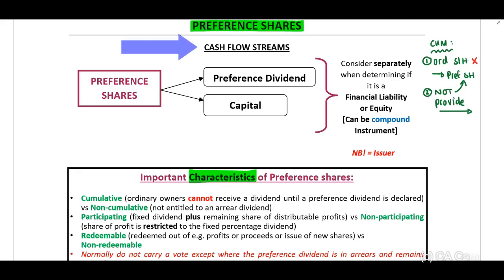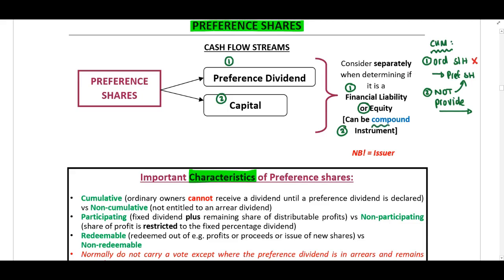Preference shares can have 2 cash flow streams. The first will be the preference dividend and second the capital portion. Therefore, it is important that you identify that preference shares can either be 1, a financial liability or equity, or 2, it can be a compound instrument.